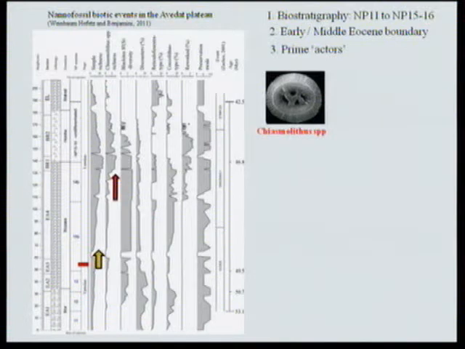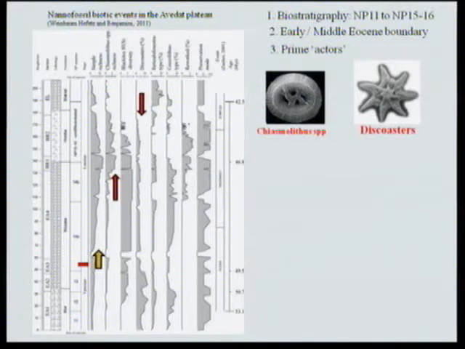But counting the number of species is a very boring task, so let us have a look at the prime actors. One actor is the Chiasmolithus species, Chiasmolithus. Sorry about the names. We call it Chiasmolithus because it has a cross in the middle part of it, and chiasma is a cross, you know, things that cross. Look what it does, the same thing. It appears to be climaxing and then declining.